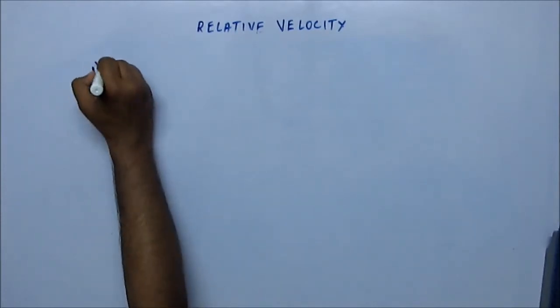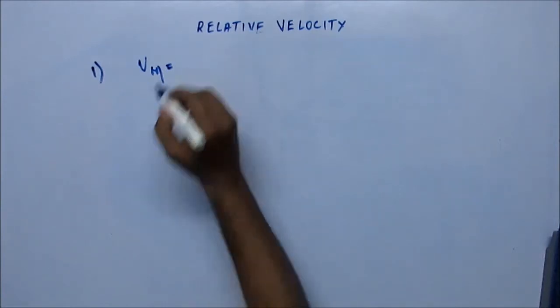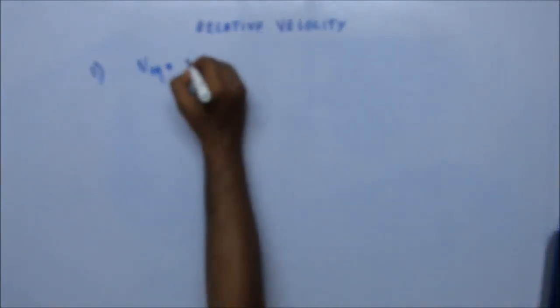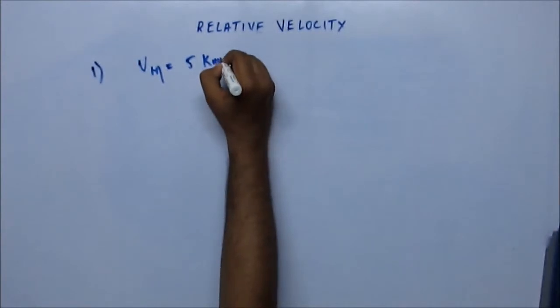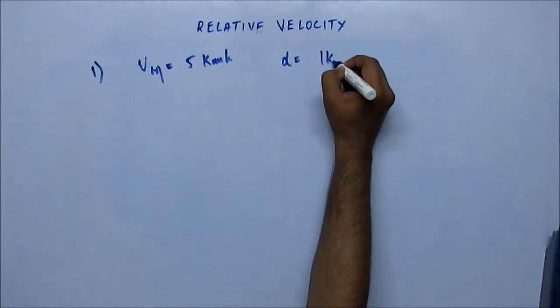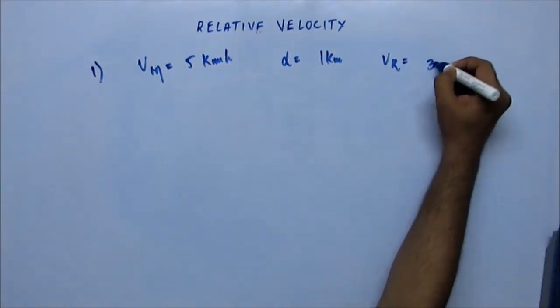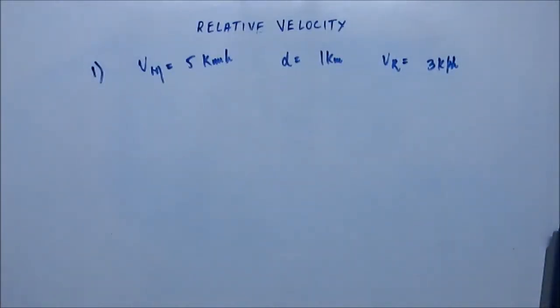Then let's solve one problem based on what we have studied up till now. The velocity of the man with respect to river is, let's suppose, 5 km/h, and the width of the river is 1 km, and the velocity of the river is 3 km/h. Now a man wishes to swim across the river directly opposite to the starting point.